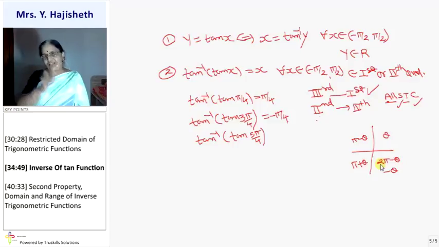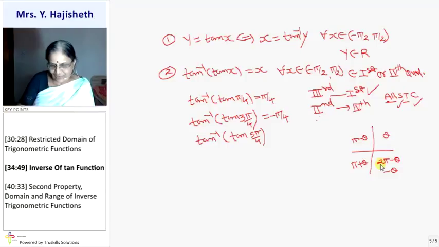Relation and function in 11th also, in 12th also. Trigonometry in 11th also, 12th also. Calculus in 11th also, in 12th also. Like that. Clear? Probability in 11th also, 12th also. So you can't forget the basics of all these topics because they are required for 12th.